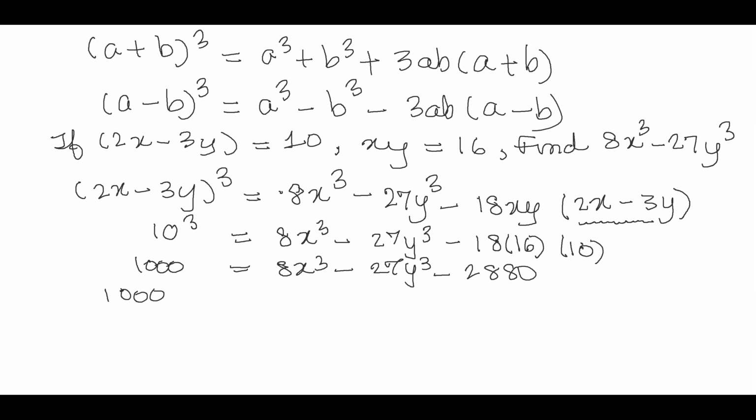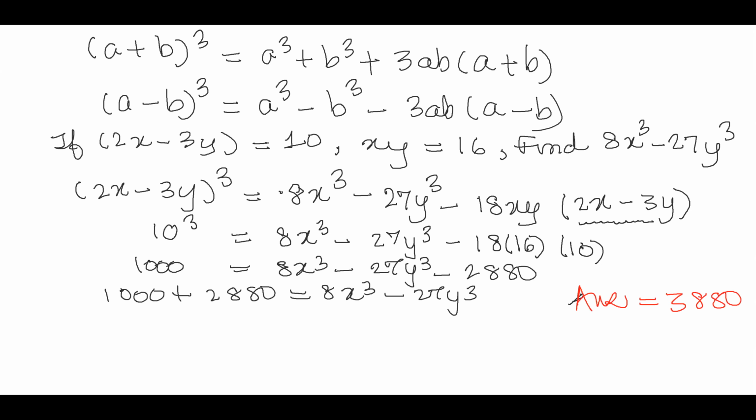So plus 2880 is equal to 8x³ minus 27y³. तो हम लोग का जो फाइनल आंसर है ना, I just write the answer beside, यहाँ पे लिख देते हैं आंसर। The answer is 3880. So all the students who got the answer 3880, that is the correct answer.